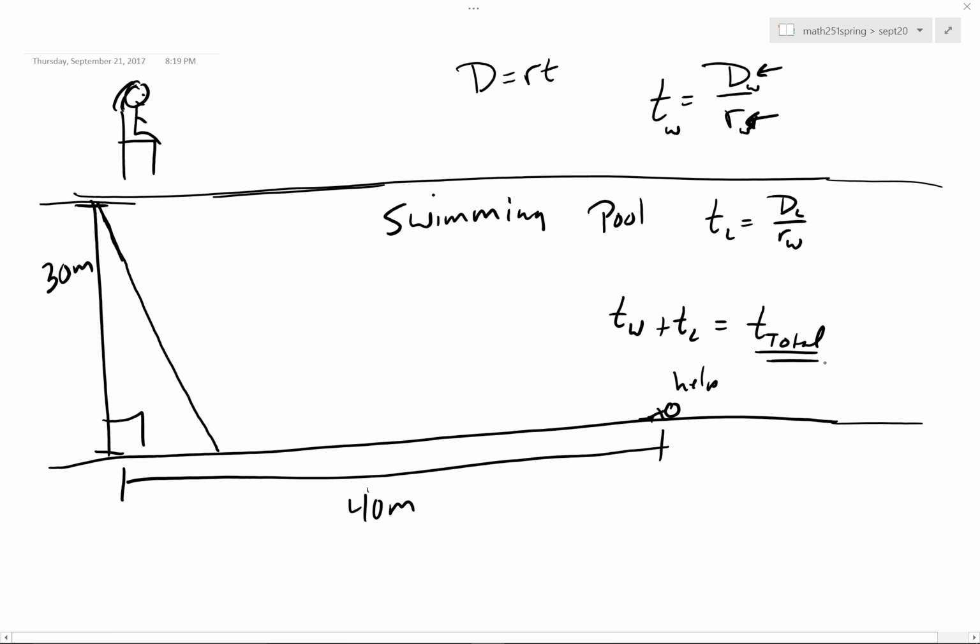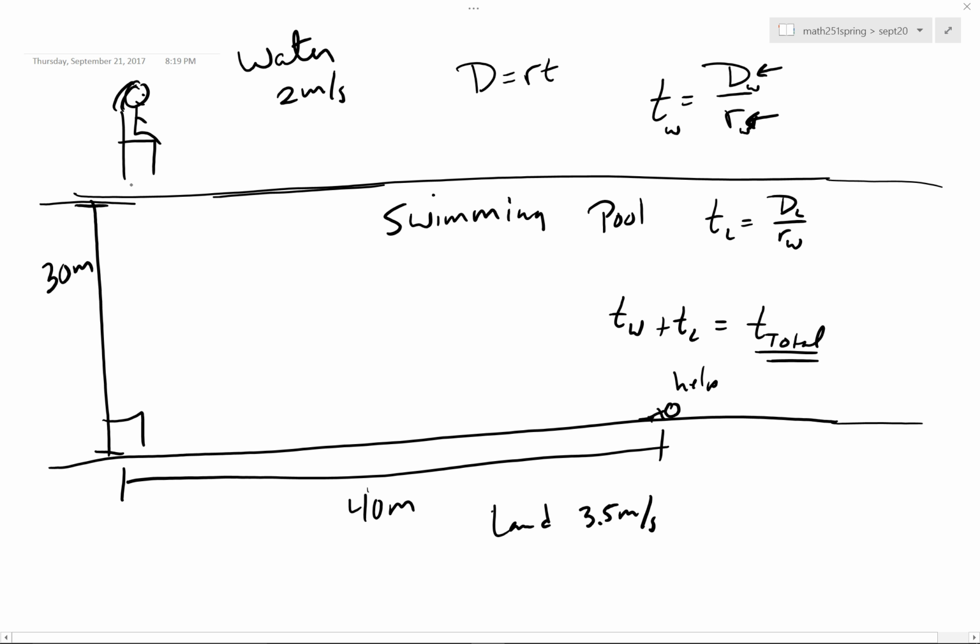So here's the deal. Let's pick some numbers. Let's say in the water, she can swim at 2 meters a second. I don't know if that's fast or slow, and I don't really care. On land, let's say 3.5 meters per second. And again, I don't really know if that's fast or slow, and I don't really care. Okay? So let's think about this.